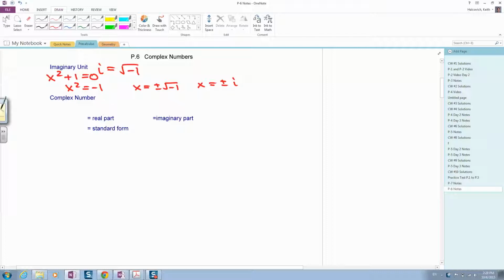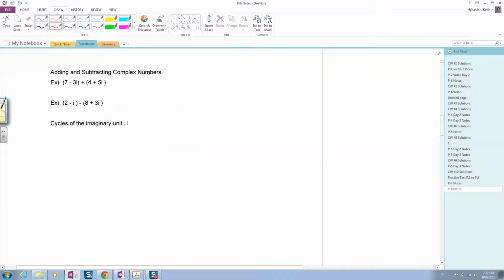A complex number has a real part and an imaginary part. So a complex number can be written in the form a plus bi, where a is the real part and bi is the imaginary part. An example of that would be 3 plus 5i. Notice the real part first, the imaginary part second.